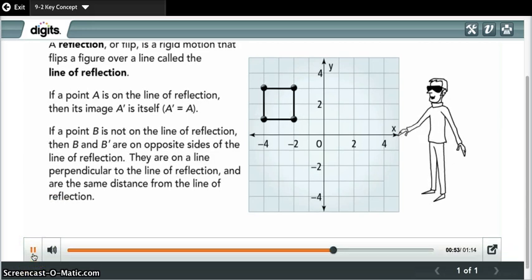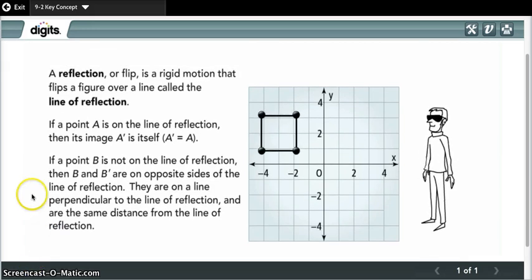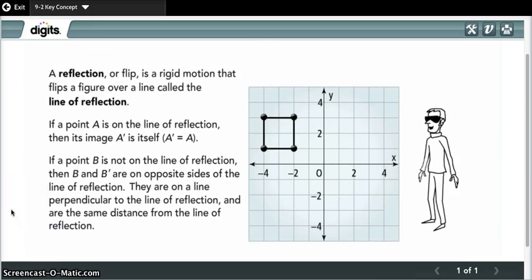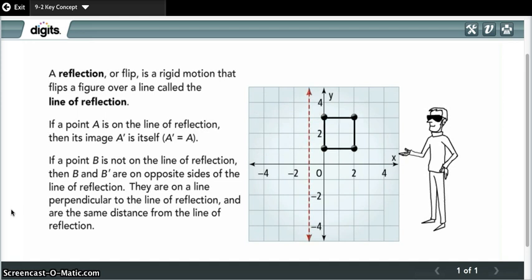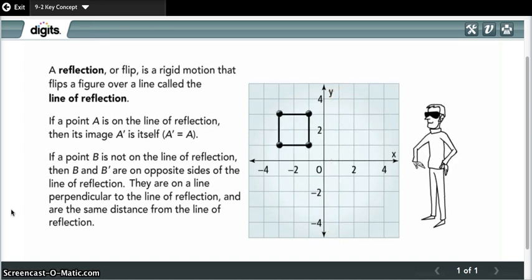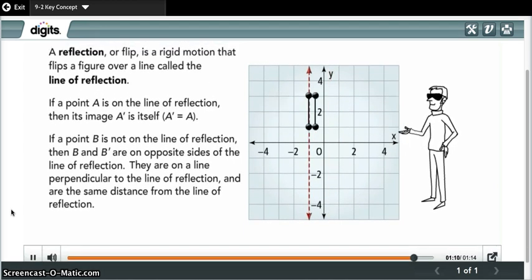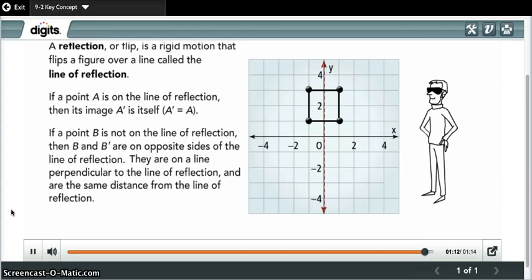There's another funky dance called the reflection groove. It's a pretty cool trick, just a flip of a figure over a line. A rigid motion, a simple notion, you will use it all the time. Come on and move. Do the reflection groove.